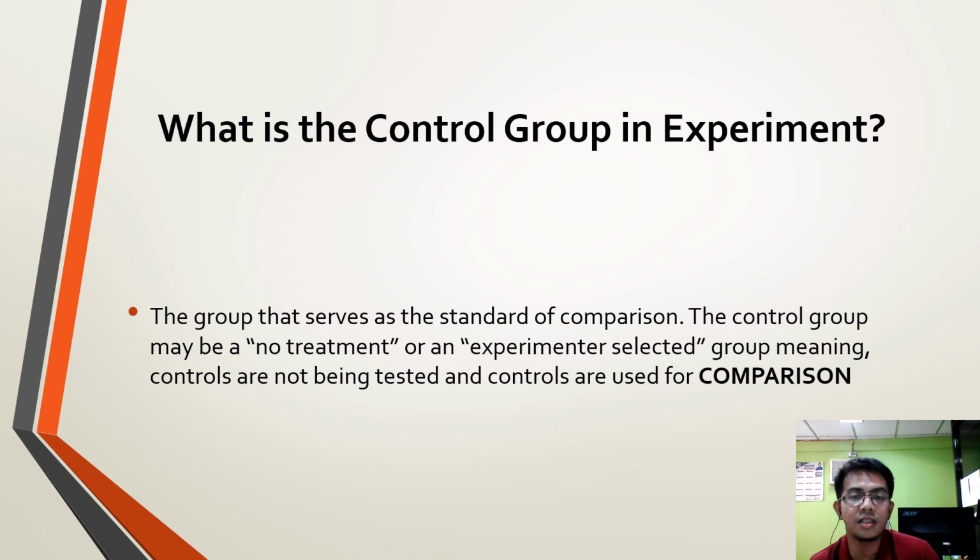So what is the control group in an experiment? In a scientific experiment, the control is the group that serves as the standard of comparison. The control group may be no treatment or an experimenter-selected group, meaning controls are not being tested and are used for comparison.